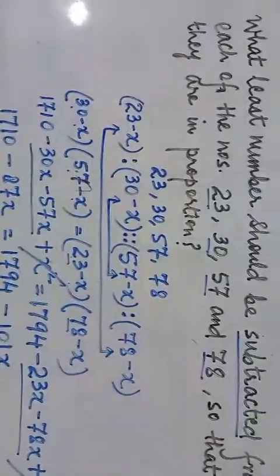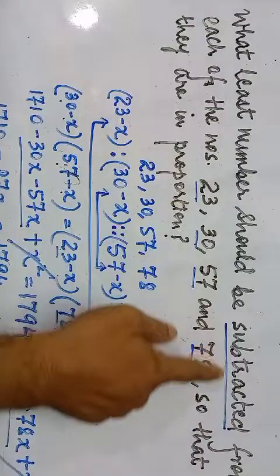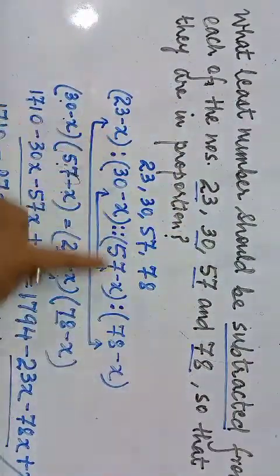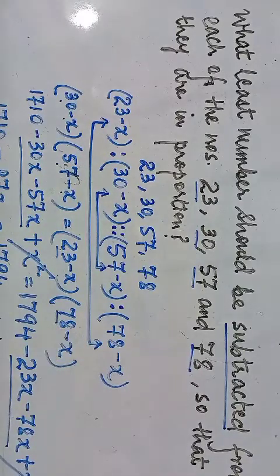The question was, what least number should be subtracted from each of the numbers? We had assumed that least number to be x, so my x value has come out to be 6.